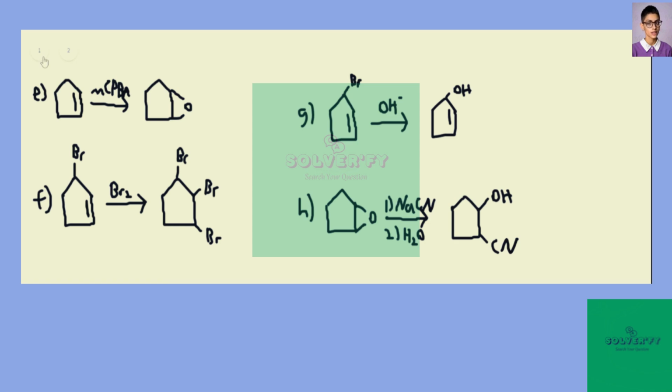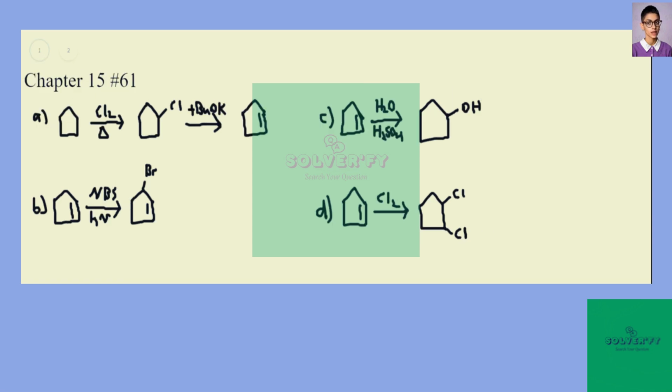Really, we just need to know all of these different reagents that we've learned so far. We need to remember them and remember what they do, and then just use the previous parts of this problem's product as starting points for later parts of the problem. And that's the answer to chapter 15, problem number 61.